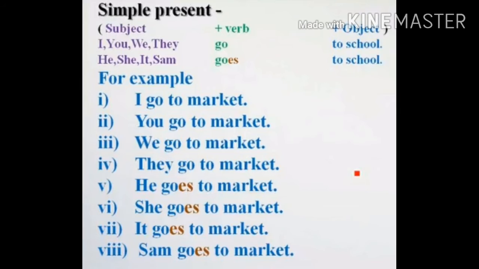Okay. As we observed previously, you can see here go and goes, how we are using and how we are writing in the form of a sentence. With I, we, you, they, we are writing go, and with he, she, it, we are writing goes. It means the plural form of the verb we are using here. Now see, when do we use them?